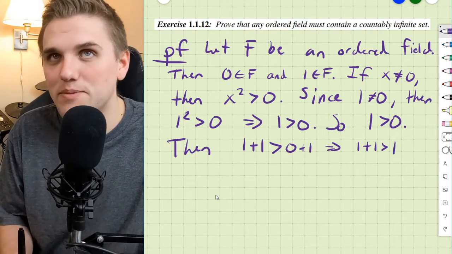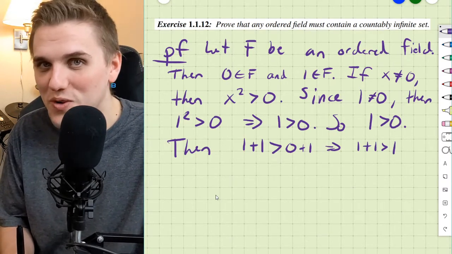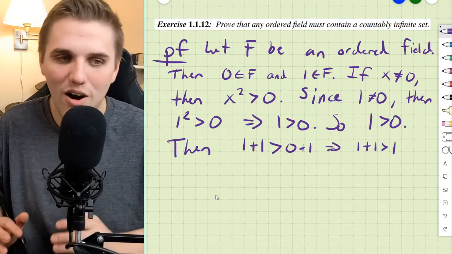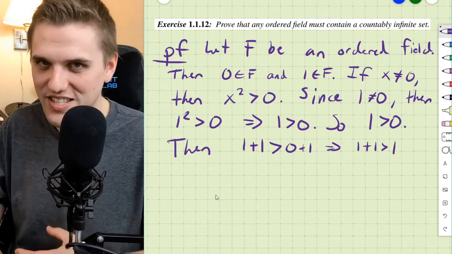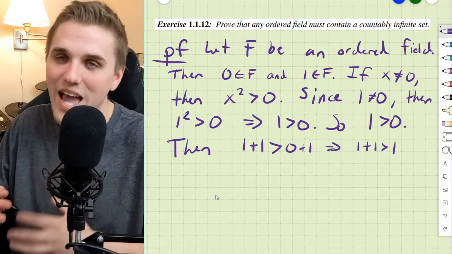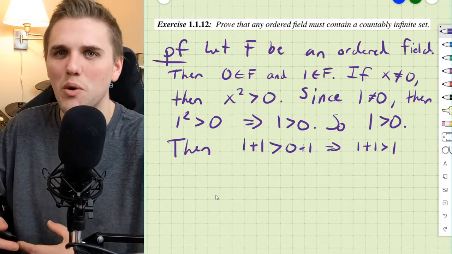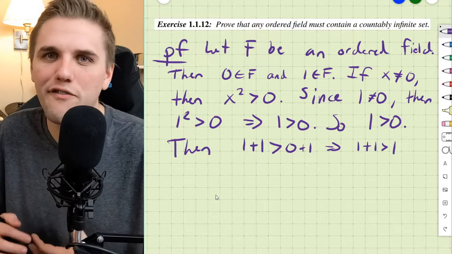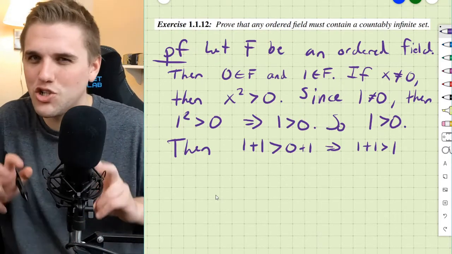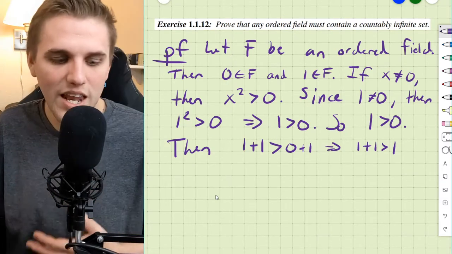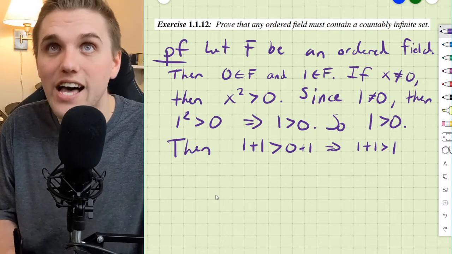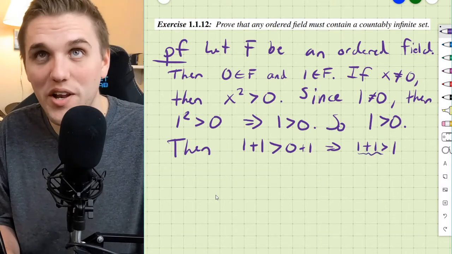Now, I know it's tempting to say that 1 plus 1 is 2, but keep in mind, in an ordered field, there are different labels for different things in different fields. It's really tempting to say that the answer is 2 here, but what if we're working in a field that involves matrices? And so the number 2 doesn't really make any sense in that context. So I'm just going to leave it as 1 plus 1, because that's what it is.